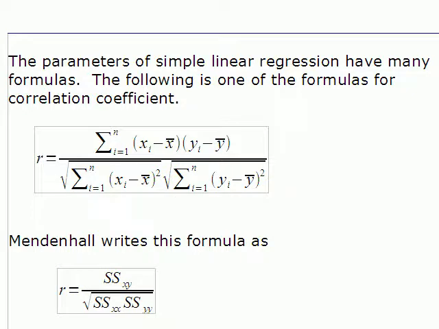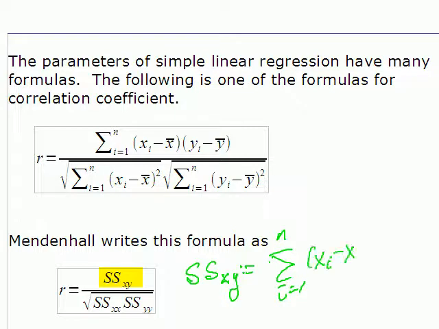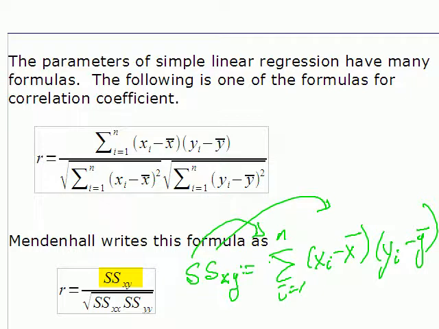It's a little different. I'm going to erase the screen here. Okay. That's what we're working with. So we have SSxy, and that is an abbreviation for the sum from i equals 1 to n of xi minus x bar, yi minus y bar. Okay, sum. All right, I'll agree with that.